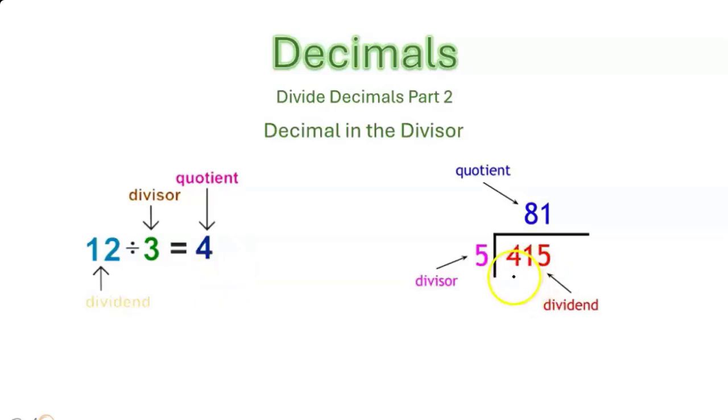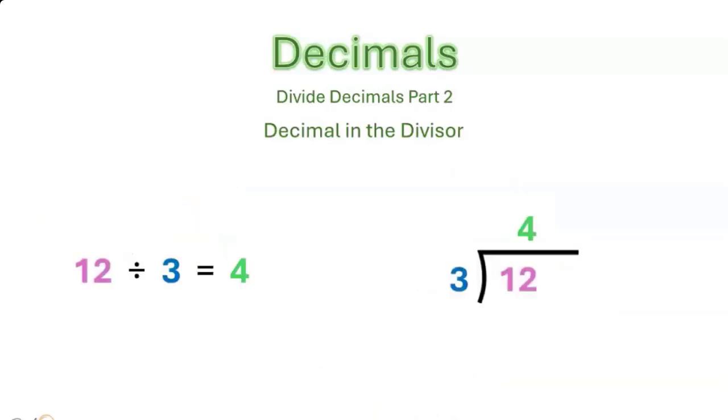In a long division problem, the dividend is inside the house, the divisor outside the house, and the answer on the roof. And using that terminology helps us remember what to do when we're dividing decimals. Again, the dividend is the first number here, and it's inside the house here. The divisor is the second number, and it's outside the house here. And the answer is here. In long division, the answer is on the roof.